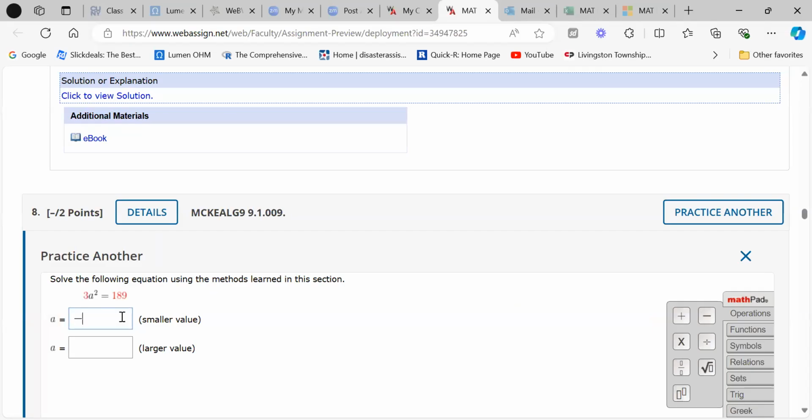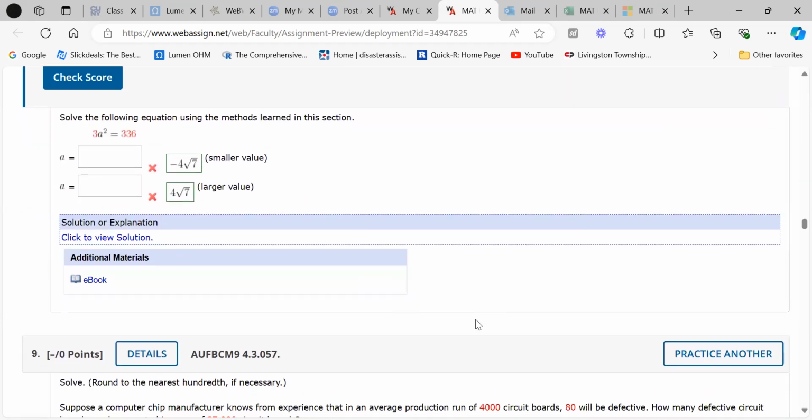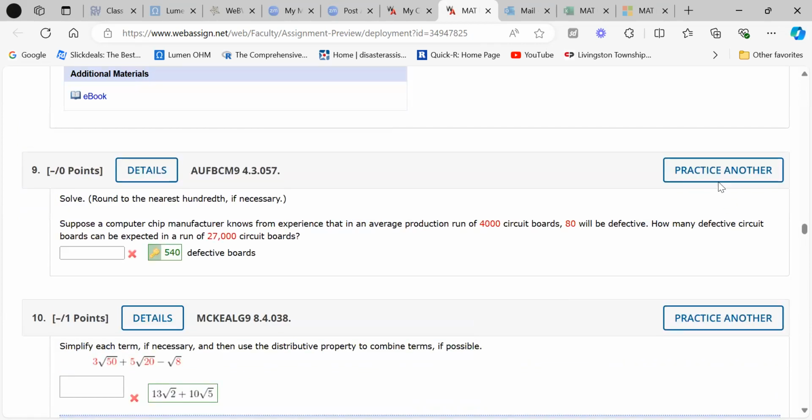The first answer is minus 3 square root of 7. The other one is 3 square root of 7. Okay, that's question 8. Question 9.